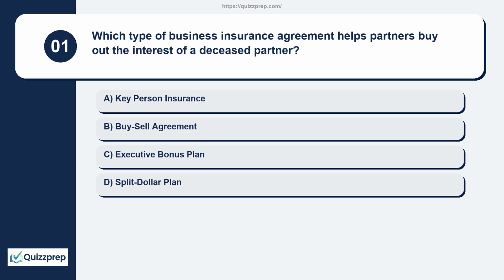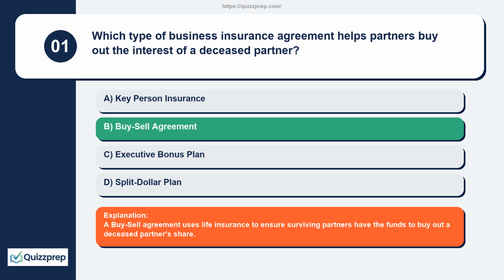Question 1. Which type of business insurance agreement helps partners buy out the interest of a deceased partner? Key person insurance, buy-sell agreement, executive bonus plan, split dollar plan. A buy-sell agreement uses life insurance to ensure surviving partners have the funds to buy out a deceased partner's share.